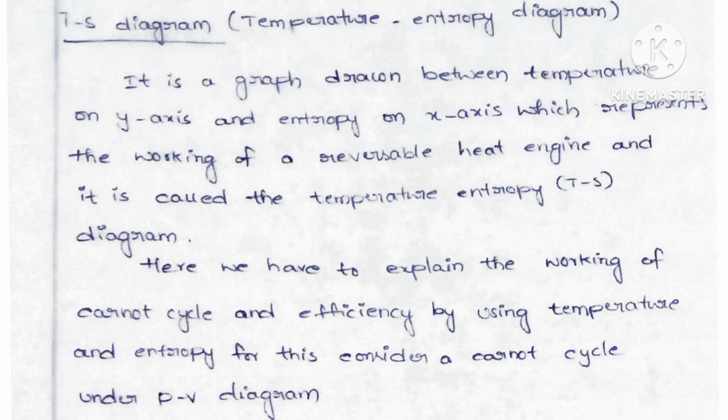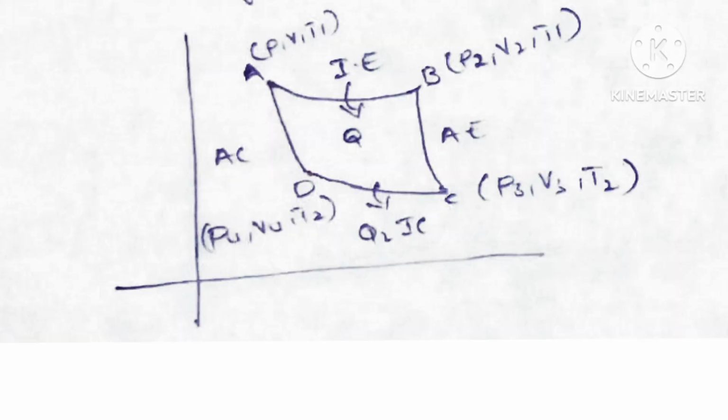Here we have to explain the working of the Carnot cycle and its efficiency by using temperature and entropy. For this, consider a Carnot cycle under the PV diagram. Here this is the PV diagram.